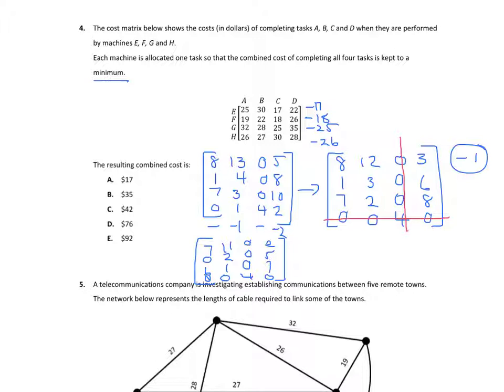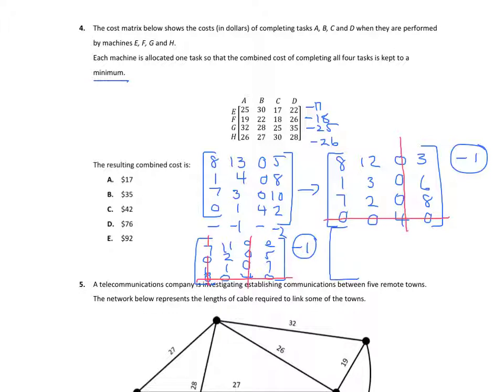And again, let's check with our lines. This time I can draw my lines in the same places, or I can change, it doesn't matter. But this time, I only need 3 lines to actually allocate. So again, I need to repeat that process. I'm going to take away the smallest uncovered number, which again is a 1.